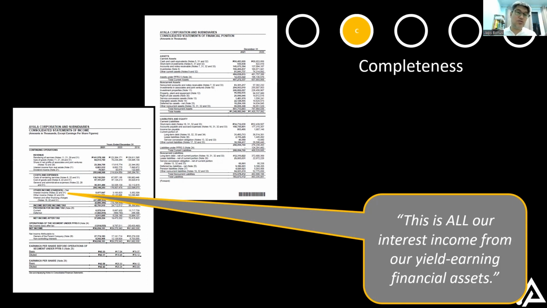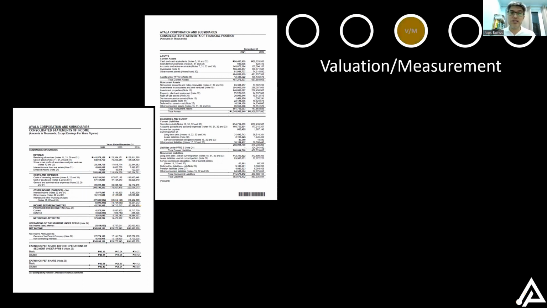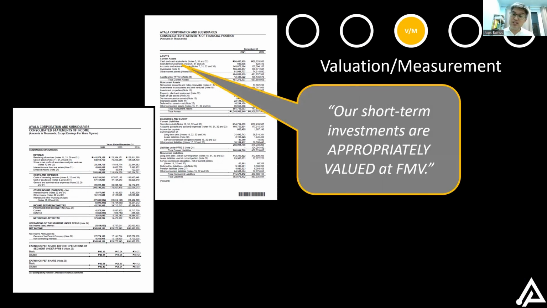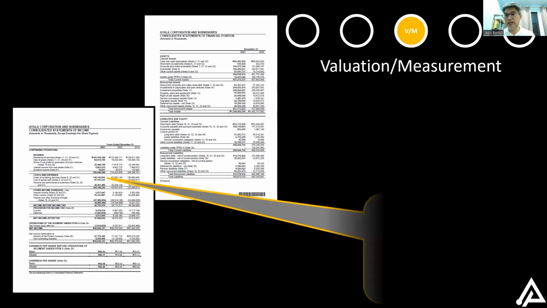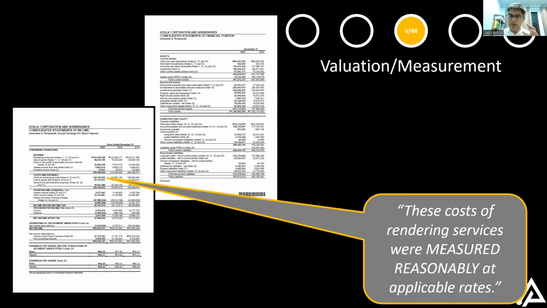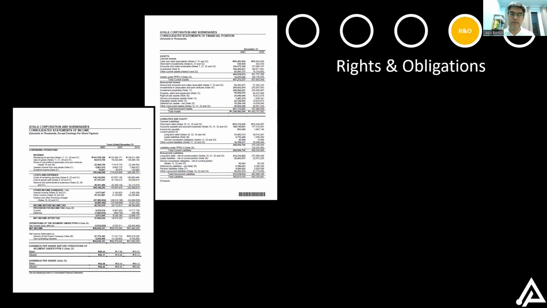Everything that you need to see, you can trace it back to the supporting documents. The third assertion is on valuation and measurement, wherein management asserts that the number that you're seeing there is reasonable and appropriate, that the amount presented in the income statement was measured reasonably and appropriately.